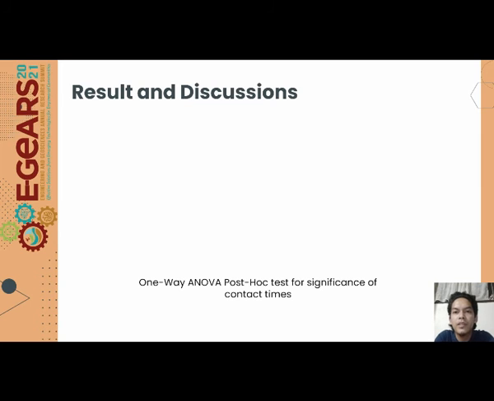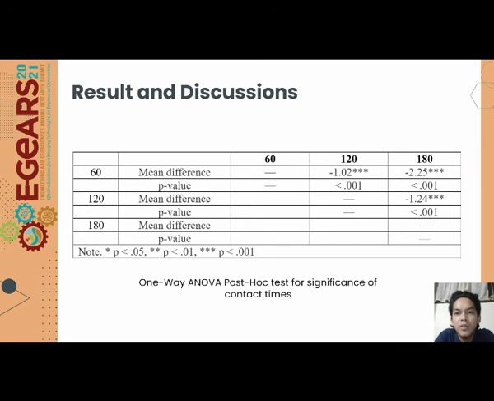And as for the comparison of observed contact times, post-hoc data from ANOVA suggests that there is a significant difference between each contact time used in the study for mercury adsorption. It is indicated in this table where differences are flagged at a p-value of less than 0.001.